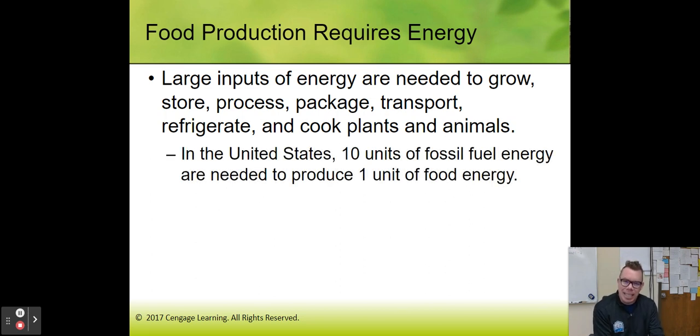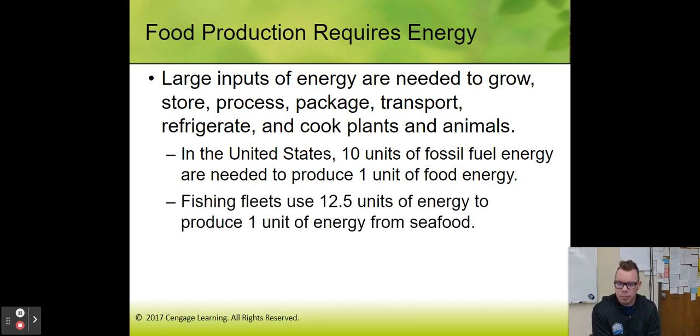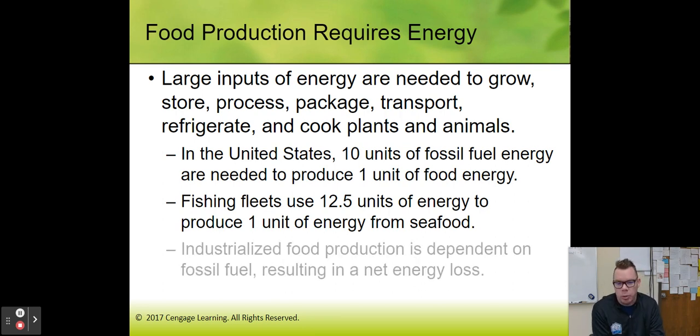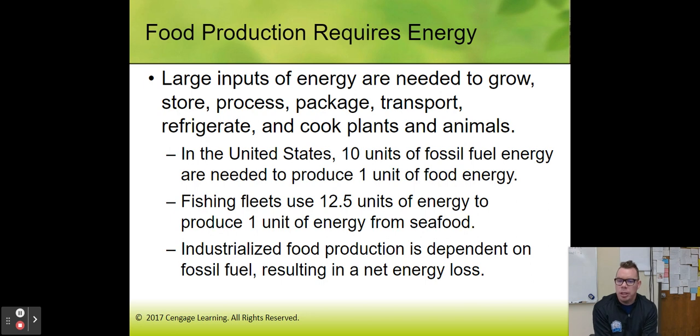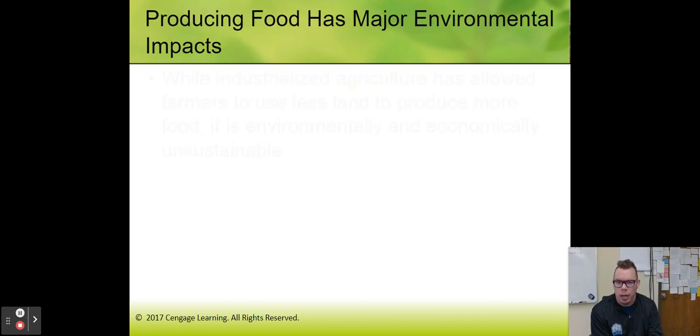All right, in the United States, 10 units of fossil fuel energy are needed to produce 1 unit of food energy. All right, that's a lot. So basically, we're losing a lot of fossil fuels simply to feed people. All right, fishing fleets, they're using 12.5 units. So this is, again, kind of like we're talking the other day about how aquaculture is becoming really, really popular. This is one of the reasons why. Industrialized food production is dependent on fossil fuel, resulting in obviously a net energy loss of this whole thing.